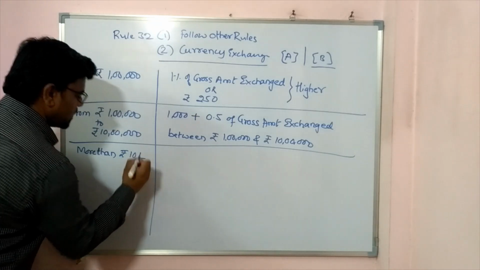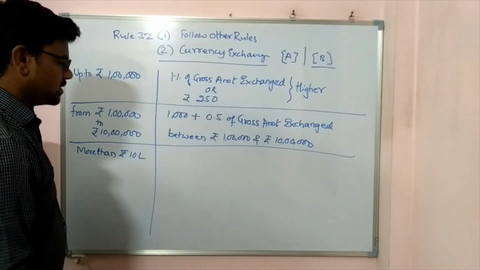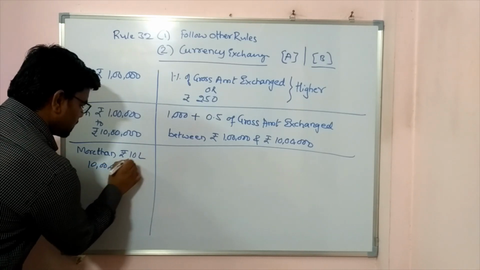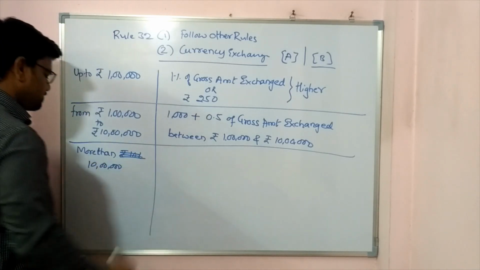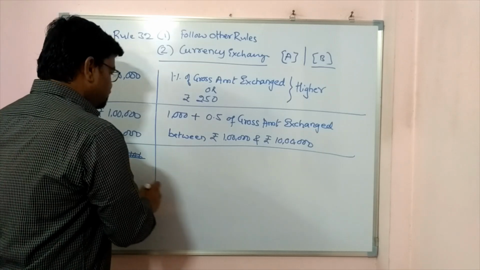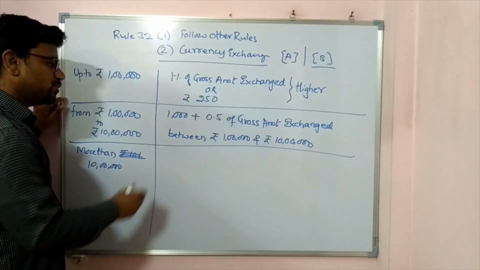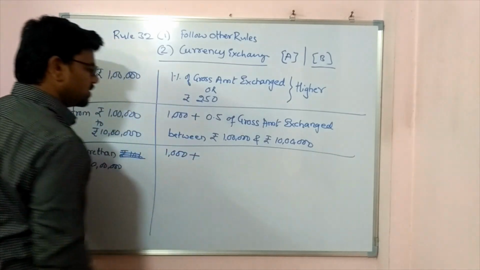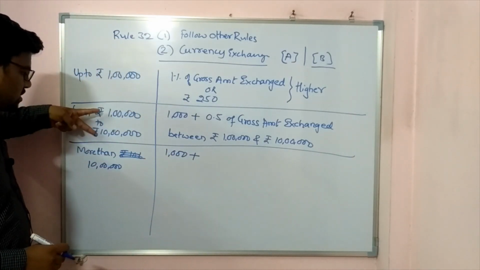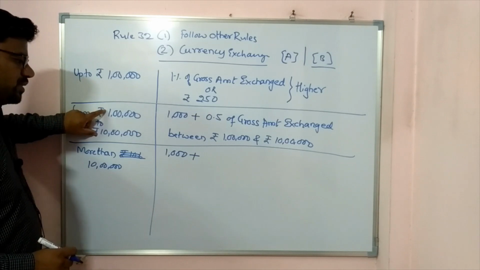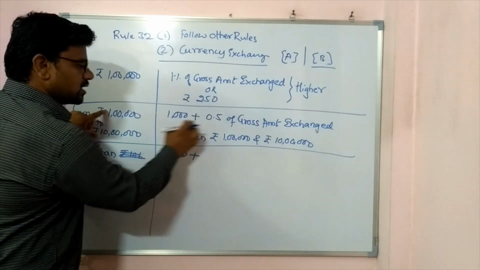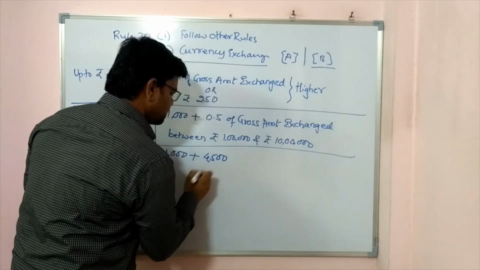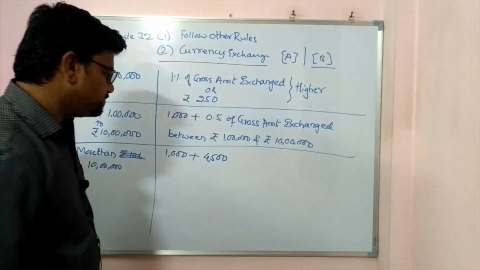rupees 10 lakh. In this case I will write this in full words itself. Okay, more than rupees 10 lakh. Now what is the maximum amount possible here? This 1000 rupee is possible. Okay, now in this slab you have 9 lakh rupee. So this 9 lakh into 0.5%, okay, this is possible.